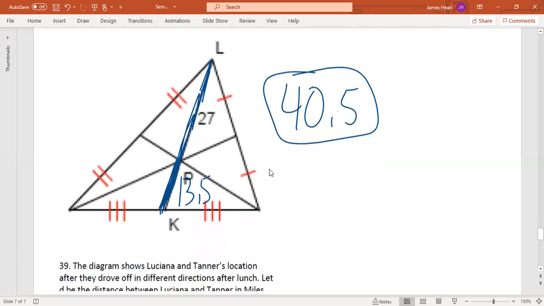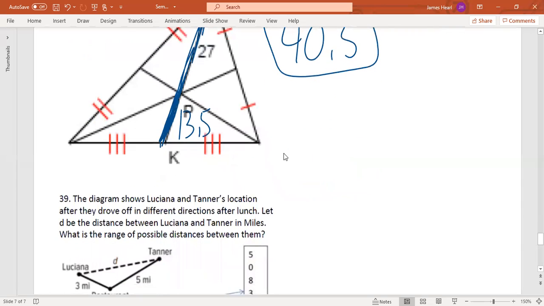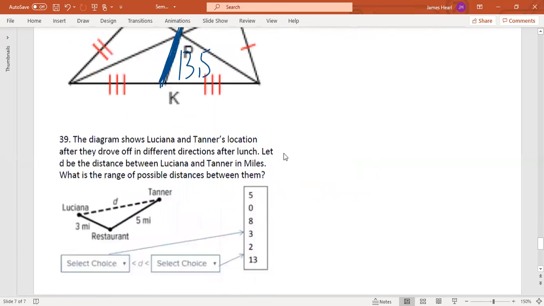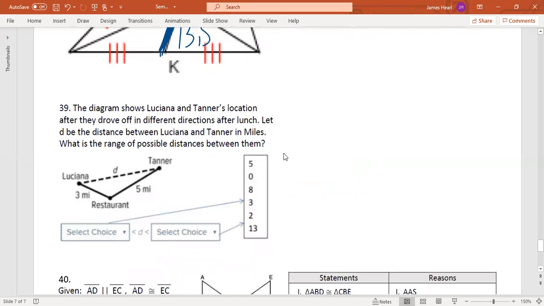See, for 39, we get a nice story about Luciana and Tanner driving off in different directions after lunch and whatnot. The key is the picture. Look at the picture and then answer the question. The picture shows that they went in two different directions, and you're asked, what's the possible range of values for D? This is basically asking you what's the maximum and the minimum that it could possibly be if you were forming a triangle out of these.